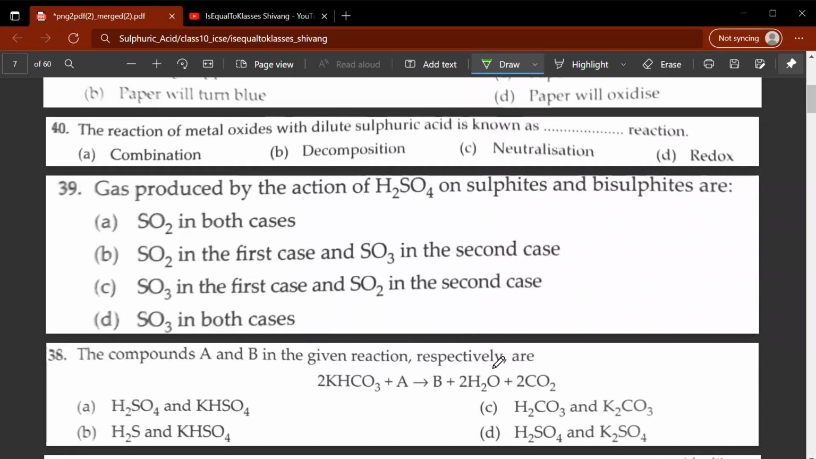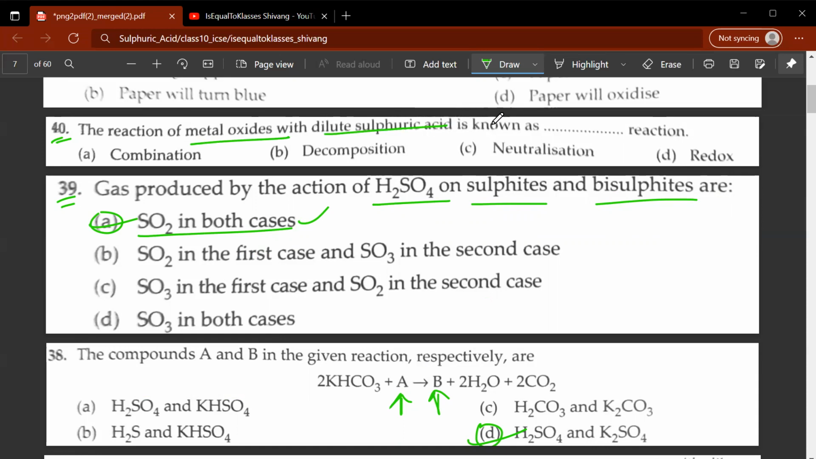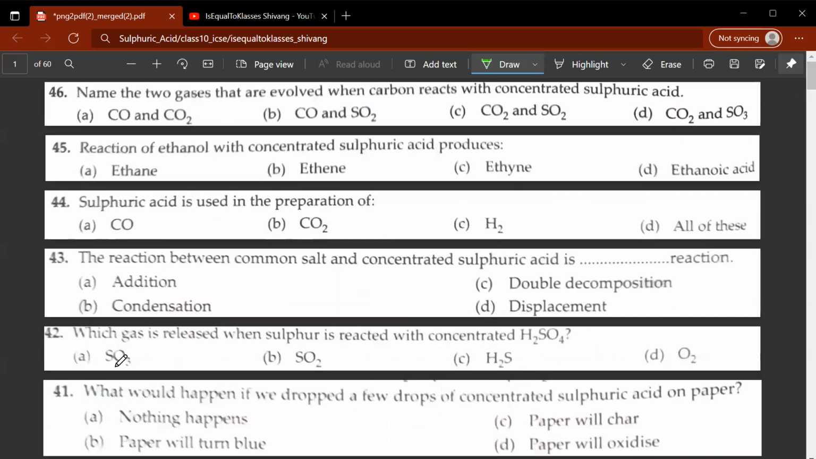38th question. The compounds A and B in the given reaction respectively are, so we have to find A and B. The correct answer would be D, H2SO4 and K2SO4. 39th question. Gas produced by the action of H2SO4 on sulfites and bisulfites is A, SO2 in both cases, sulfur dioxide in both cases. 40th question. The reaction of metal oxides with dilute sulfuric acid is also known as dash reaction. So it is also known as neutralization reaction. 41st question. What would happen if we dropped a few drops of concentrated sulfuric acid on paper? Of course the paper will char. It's a strong acid. Which gas is released when sulfur is reacted with concentrated H2SO4? SO2 is released, also known as sulfur dioxide.